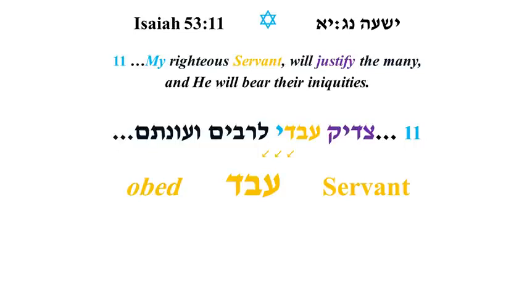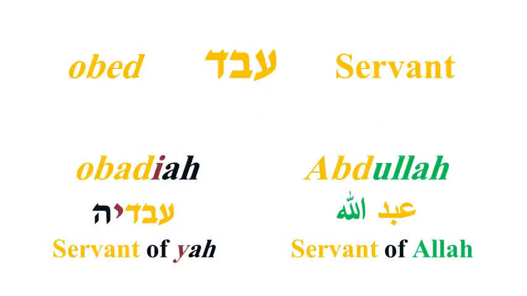Servant is Obed. It's an Ayin, Bet, Dalet, servant. We get the Old Testament prophet, Obadiah. Obadiah, Yah is God, a servant of Yah. The Arab speakers have Abdullah. Abdullah, it's the servant of Allah. Okay, that's the Arabic version of Obadiah. But Obed begins with Ayin.